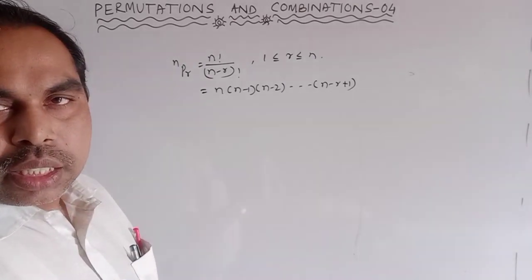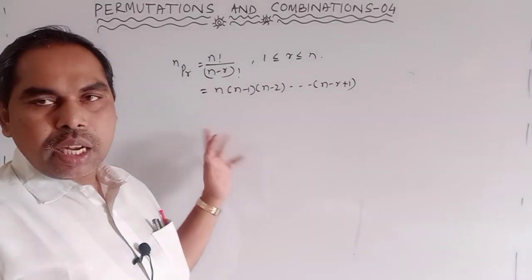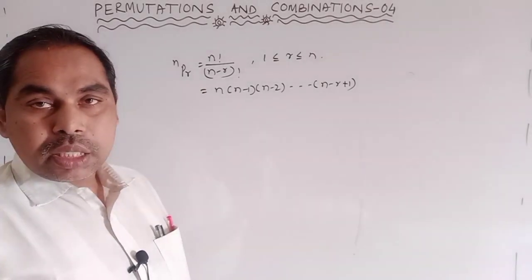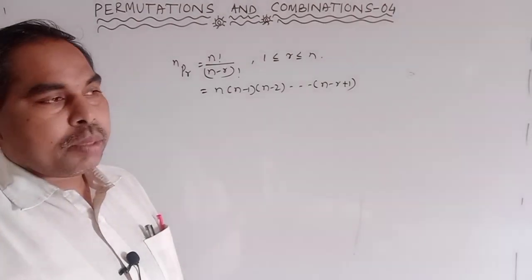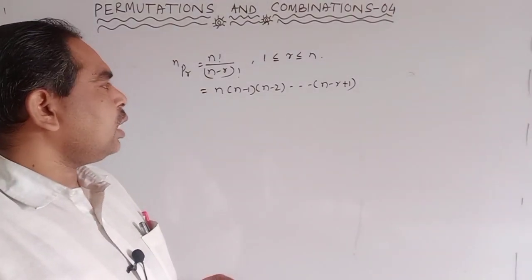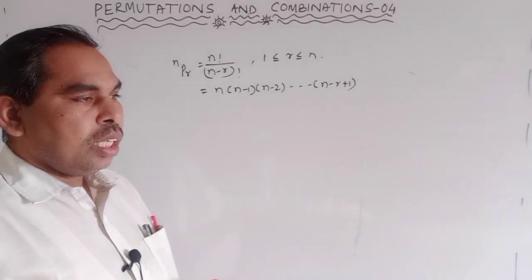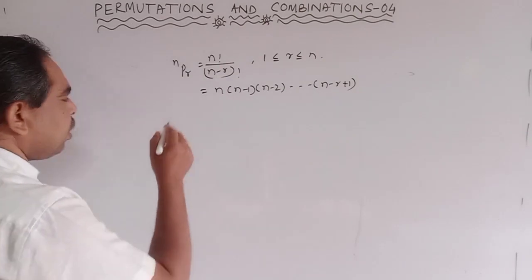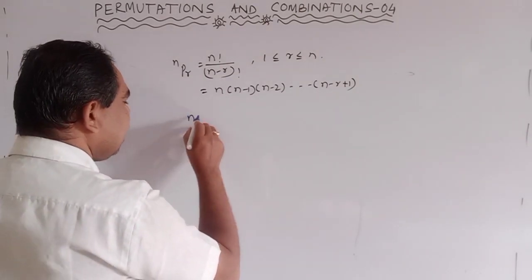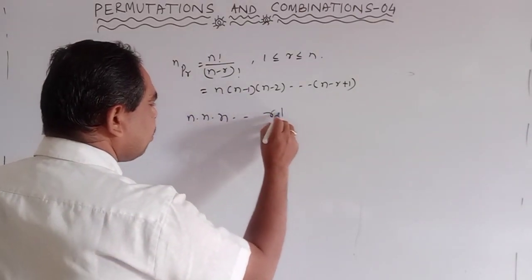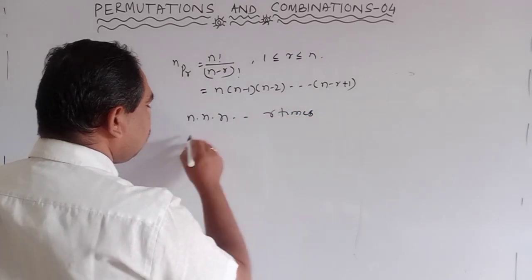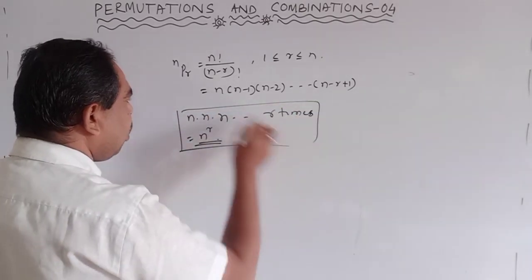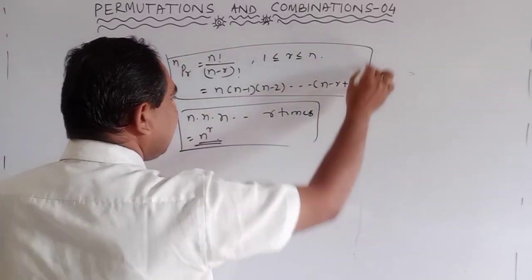In this case repetition is not allowed. If repetition is allowed, then the total number of permutations of n different things taken r at a time, where each thing can be repeated, is n into n into n up to r times, which is n to the power r. Here repetition is allowed; in the earlier case repetition is not allowed.